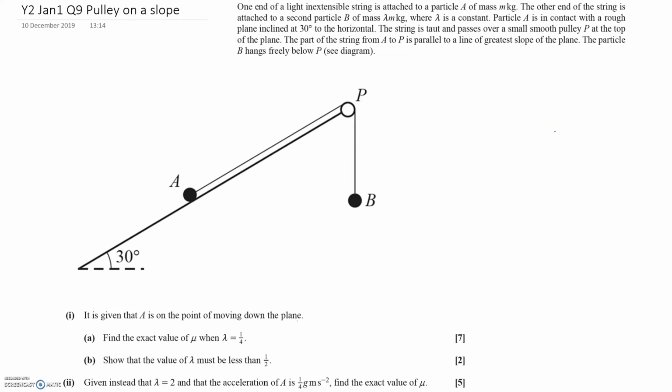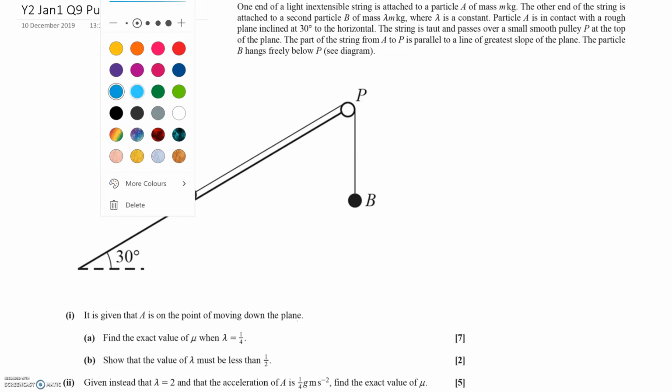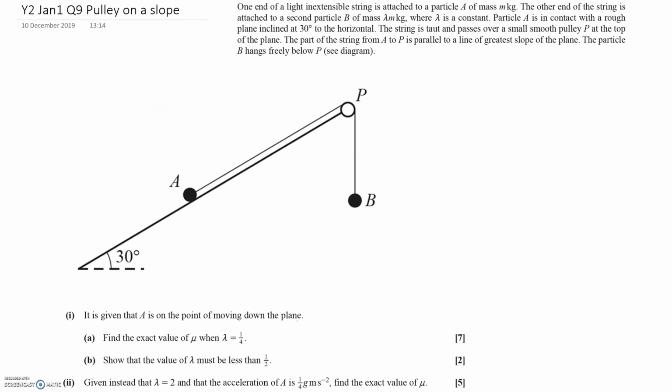Okay, this question we have a pulley on a slope. Now, it's always a good idea to get your diagram right with these kind of questions. So let's fill in all the information. Key points. A has a mass of m. So let's make that a bit bigger because we're going to need to resolve that later on, because it's on a slope. So that has a force of mg going down.